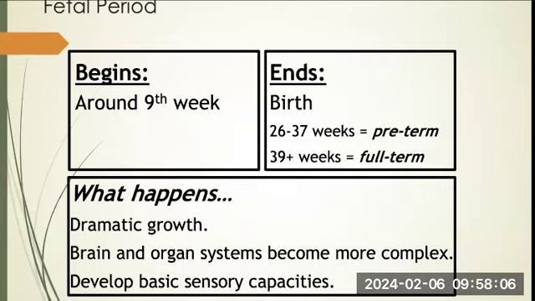So in the fetal period, a lot of growth, especially toward the end. Brain and organ systems become more complex, and then you have the basic sensory capacity. Age of viability is going to be in the fetal period. Viability meaning it can survive outside the womb. Usually that's about 24 weeks, but the earlier a baby comes out, the much more difficult it is for them to survive. They'll have to go into an incubator. A number of things have to happen to help them survive. Ideally, you want the baby to be born at about 40 weeks, full term.